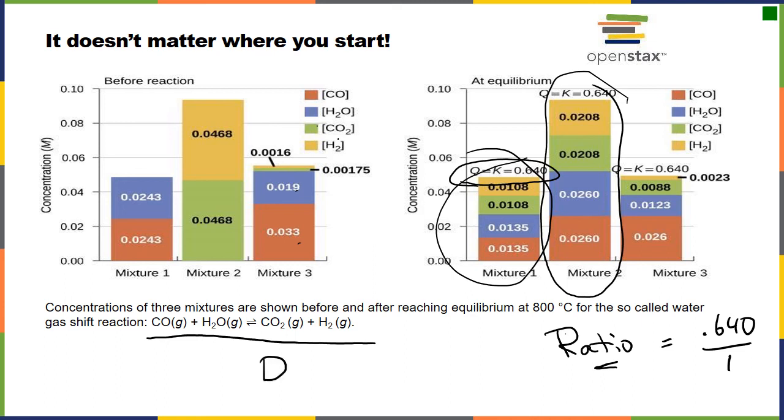So if Q, the ratio initial, is less than K, it tells me that I do not have enough products and the reaction is going to shift to the right. If Q is greater than K, then it tells me that I have too many products and I'm going to shift to reactants. And when Q equals K, I am at equilibrium.